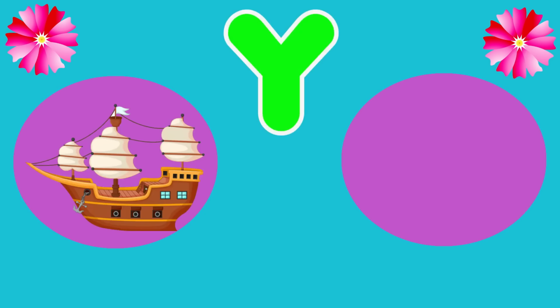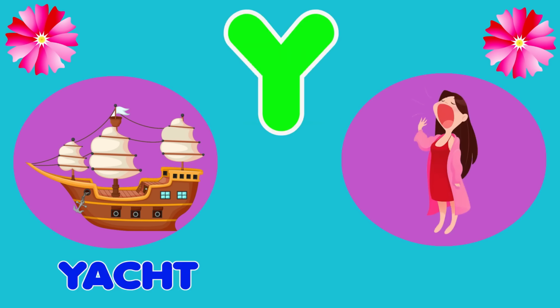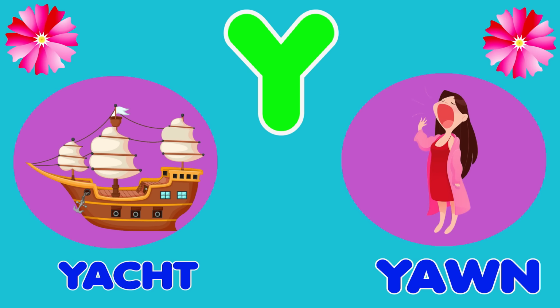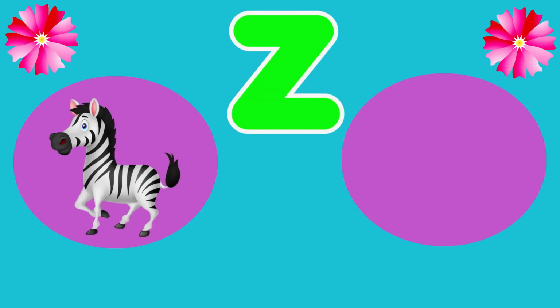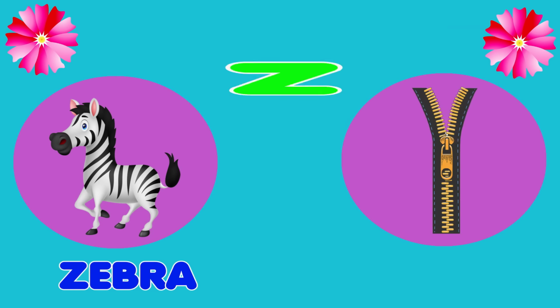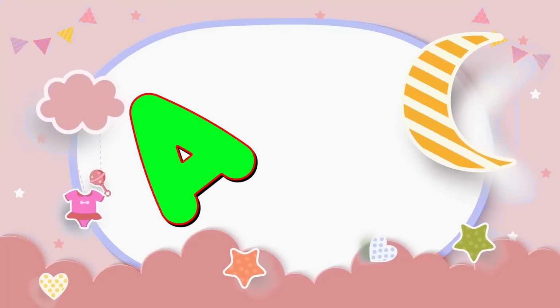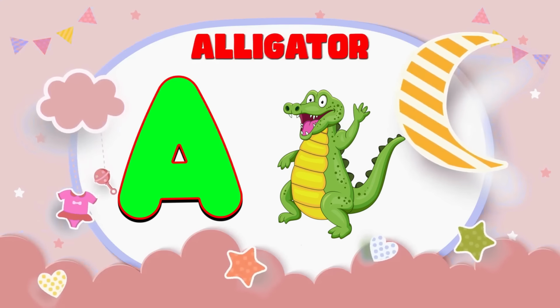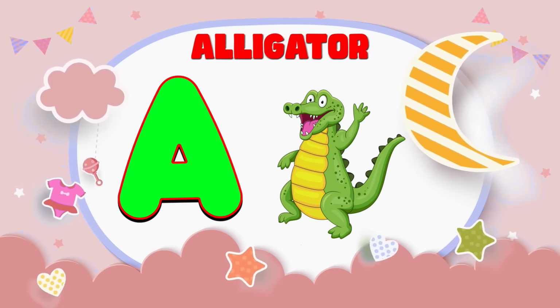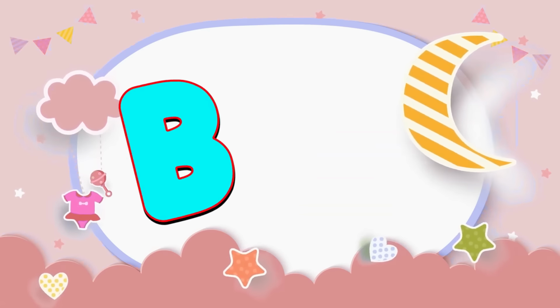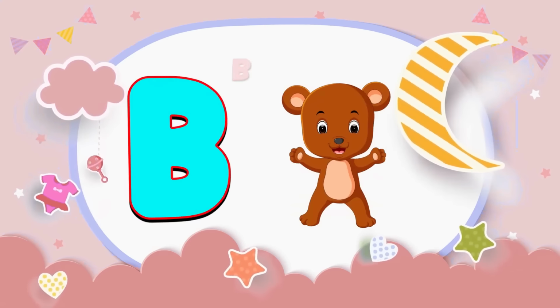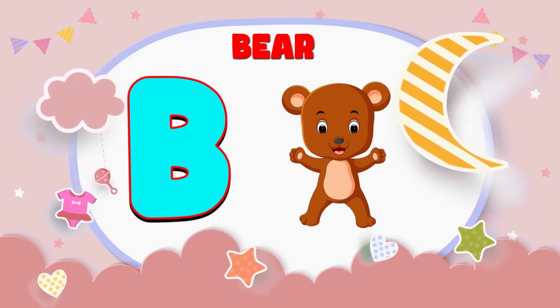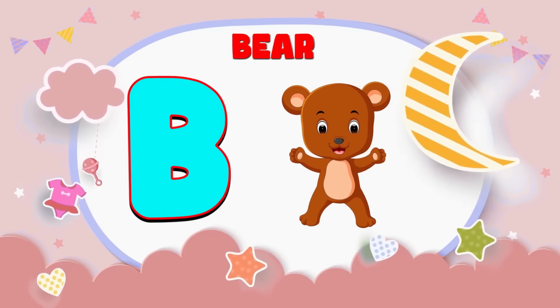Y is for yawk. Y is for yawn. Z is for zebra. Z is for zip. A is for alligator. B is for bear.